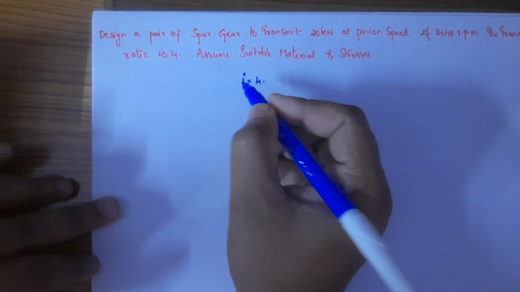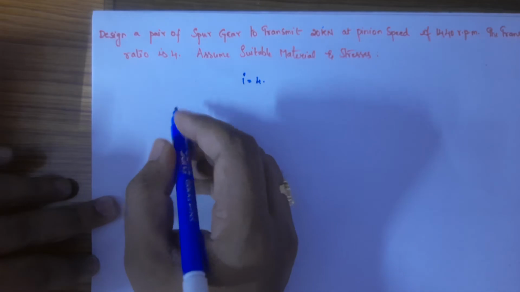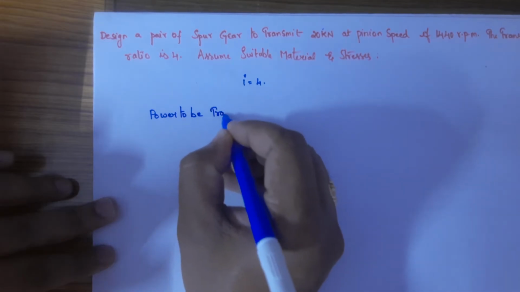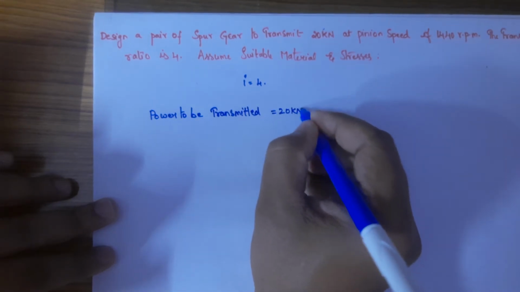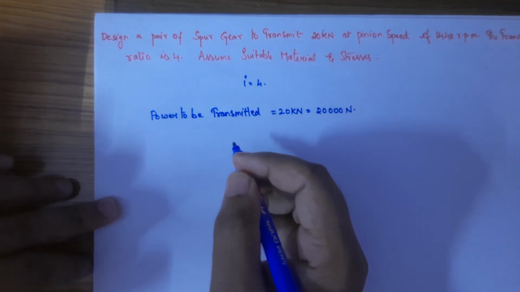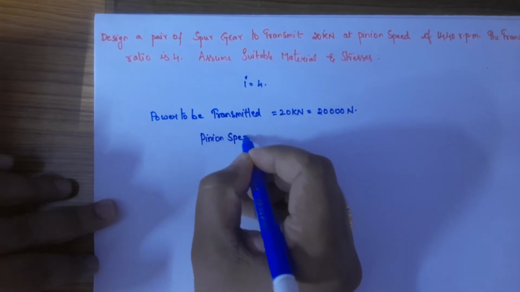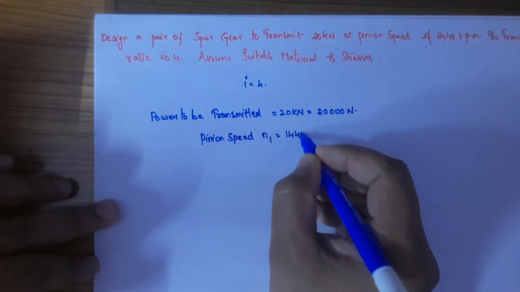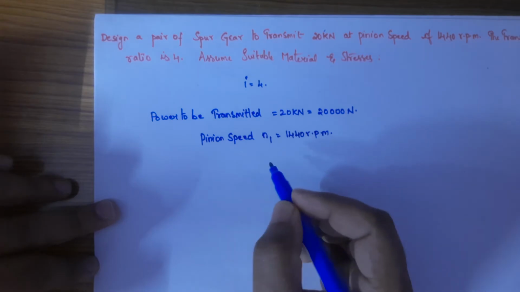The first thing we need to do is write the given data. The power to be transmitted is 20 kilowatts, that is 20,000 watts. Next, the pinion speed is given: n1 is equal to 1440 rpm. We have the transmission ratio, that is i is equal to 4.